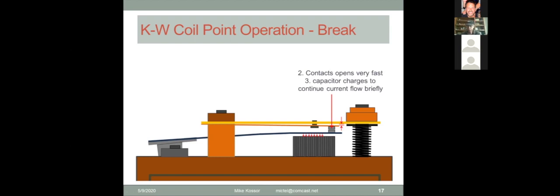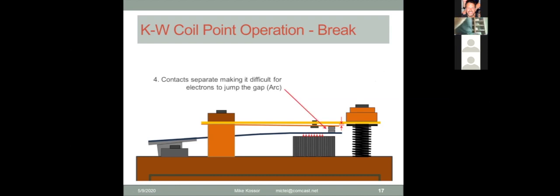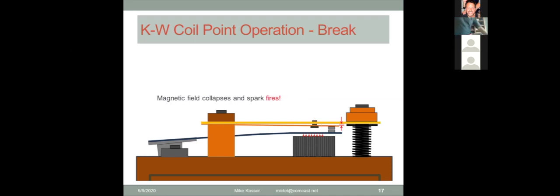Once the capacitor is charged, the contacts are far enough apart that it's difficult for electrons to jump, and that suppresses the formation of an arc. And we'll see why that's so important in a little bit. The magnetic field collapses at this point and fires spark.